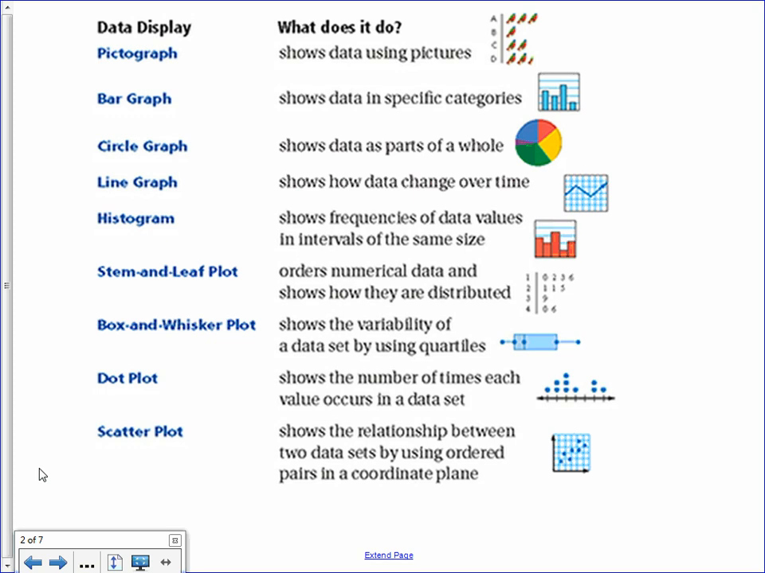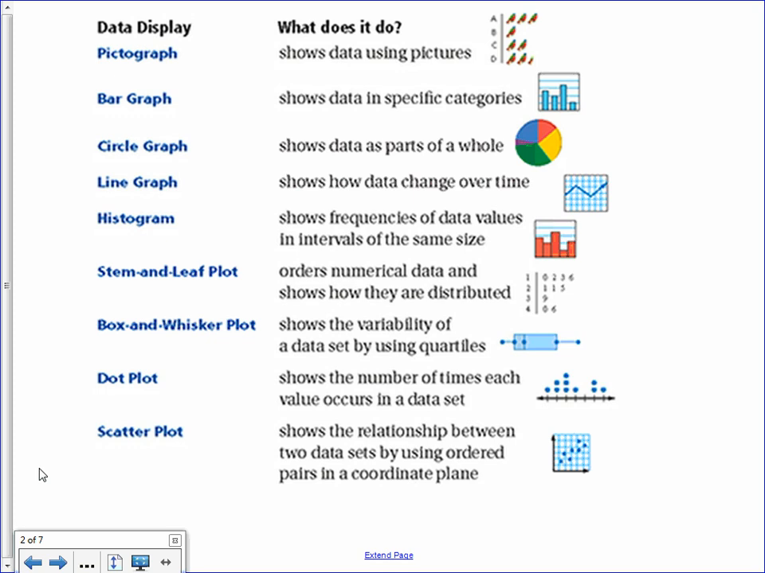A line graph shows you how data changes over time. So if you're looking at how information changes over time, a line graph will be very useful. A histogram shows you frequencies of data values and intervals of the same size. So that is also very important. We do not want some of the bars to be larger than the others.